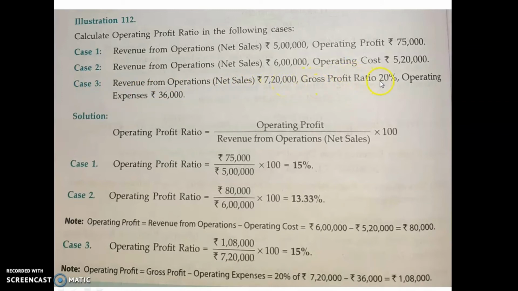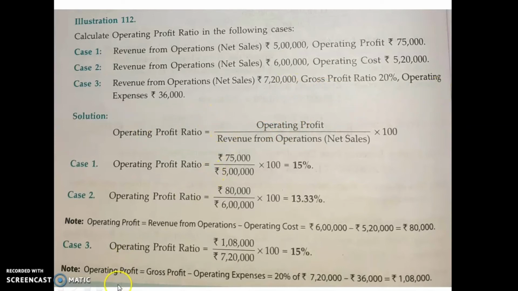Gross profit ratio is given to you as 20%. Operating expenses is given as 36,000. So this formula is the same. Operating profit ratio is equal to operating profit divided by revenue from operation into 100. Revenue from operation is given to you in case 3 as 7,20,000. Now what you have to find? Operating profit. So with the given information you have to do that.